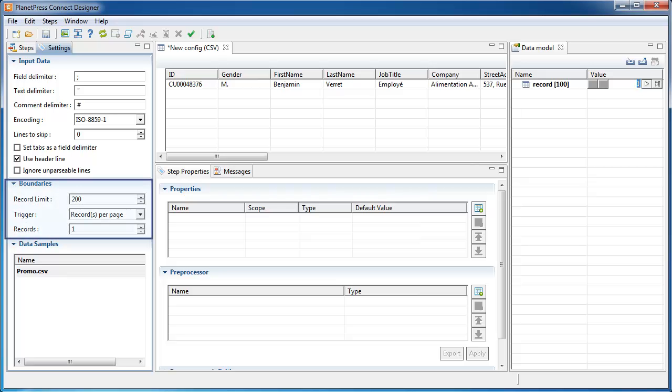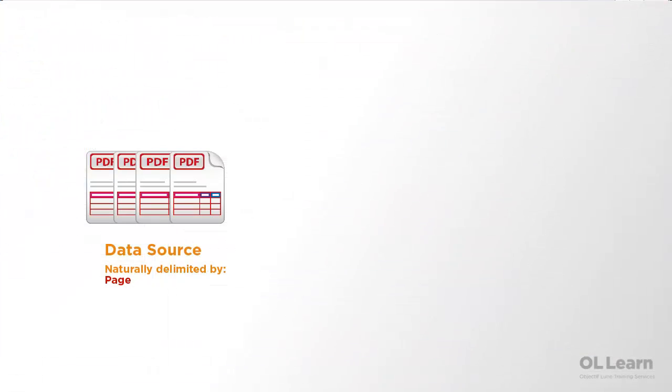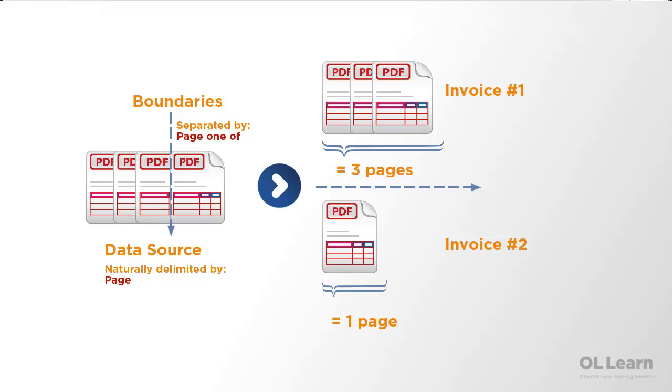Then we have the boundaries, which are the separation between each source record, and they must be defined manually for each data mapping configuration because data sources are generally unique between each form of data. Now, boundaries can be set, for instance, through the detection of a word or through a conditional expression.